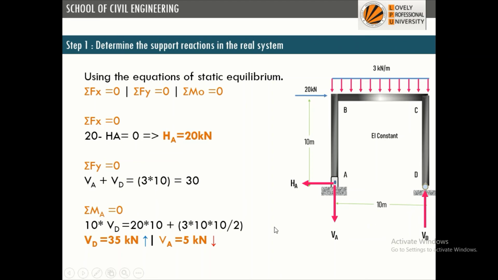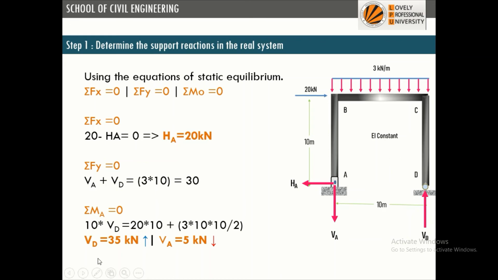So we will keep them on the other side of the equation. Now consider the UDL. This is 3 kilonewton per meter multiplied by 10 meter. So we'll get 3 into 10 as the load, and the load will act from the center, so it will be into 10 by 2. So the moment of UDL will be 3 into 10 into 10 by 2.